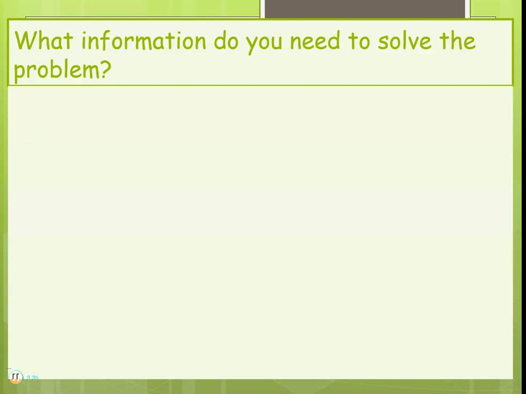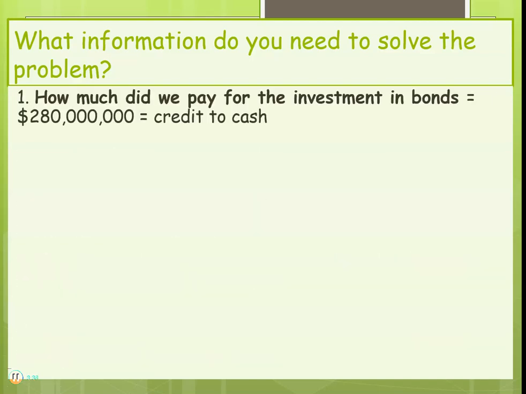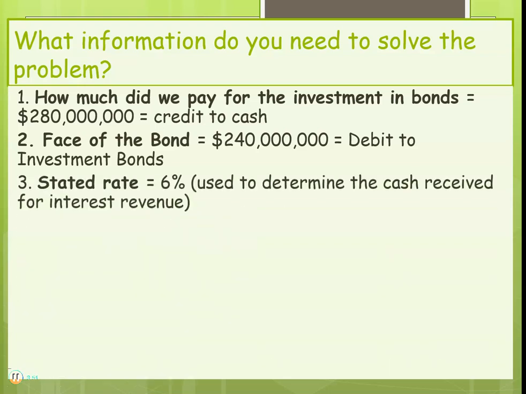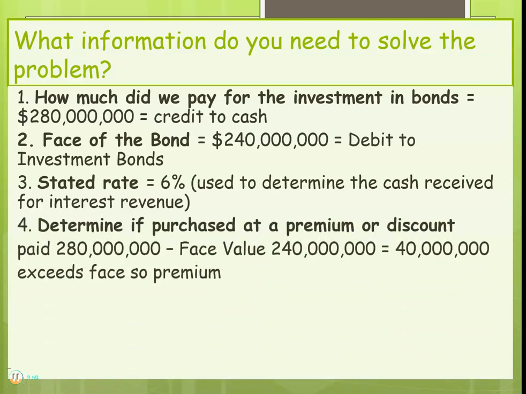Now, what information do you need to solve the problem? First of all, you need to know how much did you pay for it, because that's what we're going to credit cash for. Then we need to know what's the face of the bond. That's how much we're going to receive at the end of the term. That's going to be the debit to investment in bonds. The stated rate, this is used to determine the cash received for interest revenue. Then we're going to determine if it was purchased at a premium or discount. We paid $280, the face was $240, which means we paid a premium for these bonds.